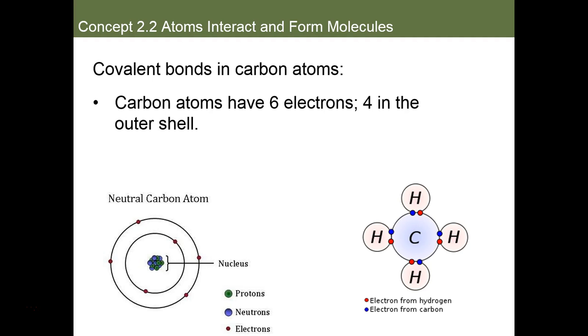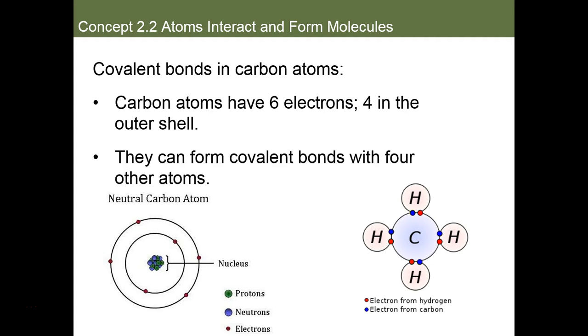Next, we'll talk about covalent bonding in carbon. Carbon has 4 electrons in its outer shell. It needs 4 more to have a total of 8 to make it stable. Carbon can form 4 covalent bonds with 4 other atoms. An example would be on the lower right, with carbon forming 4 bonds with hydrogen atoms in order to achieve stability.